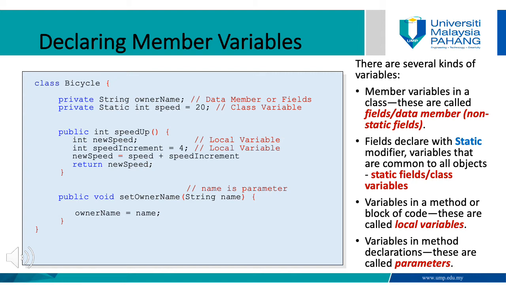And then the public void setOwnerName has a parameter. The parameter here is name, String name. Name is the parameter. Okay.